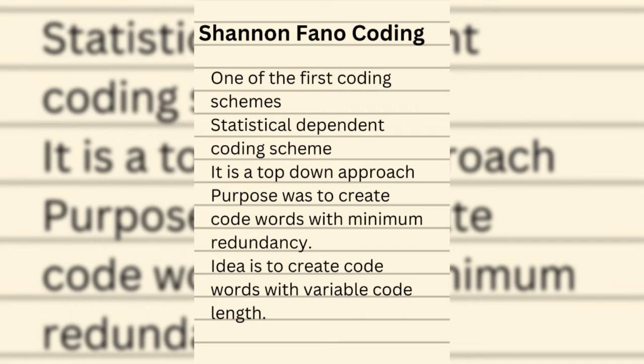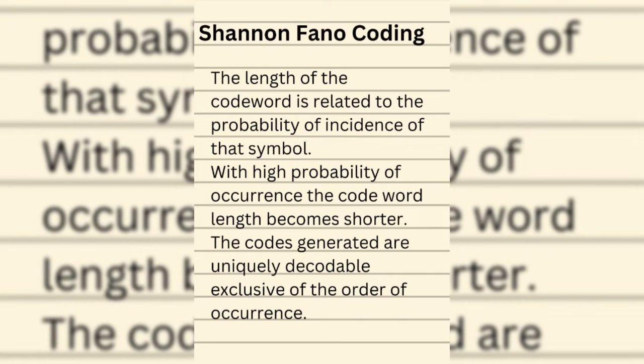Shannon Fano coding. One of the first coding schemes, a statistically independent coding scheme, it is a top-down approach, and the purpose was to create code words with minimum redundancy. Its idea is to create code words with variable code length. The length of the code word is related to the probability of occurrence of that symbol. With high probability of occurrence, the code word length becomes shorter. The codes generated are uniquely decodable, exclusive of the order of occurrence.